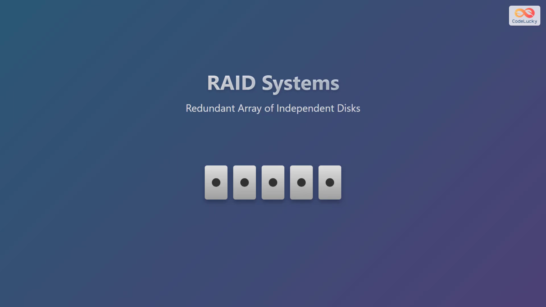Today, we're going to delve into the world of RAID systems, which stands for Redundant Array of Independent Disks. These systems are a fundamental part of modern data storage, providing both increased performance and improved reliability. Let's get started by understanding what RAID is and how it works.